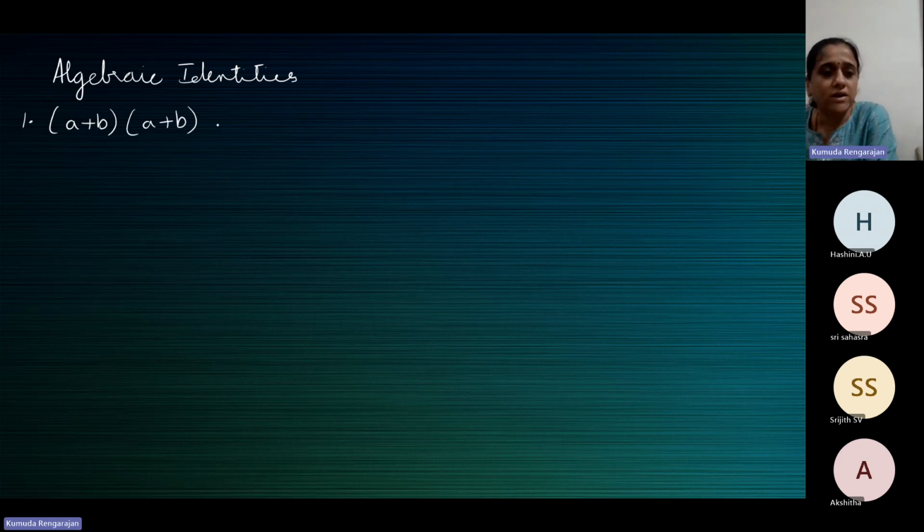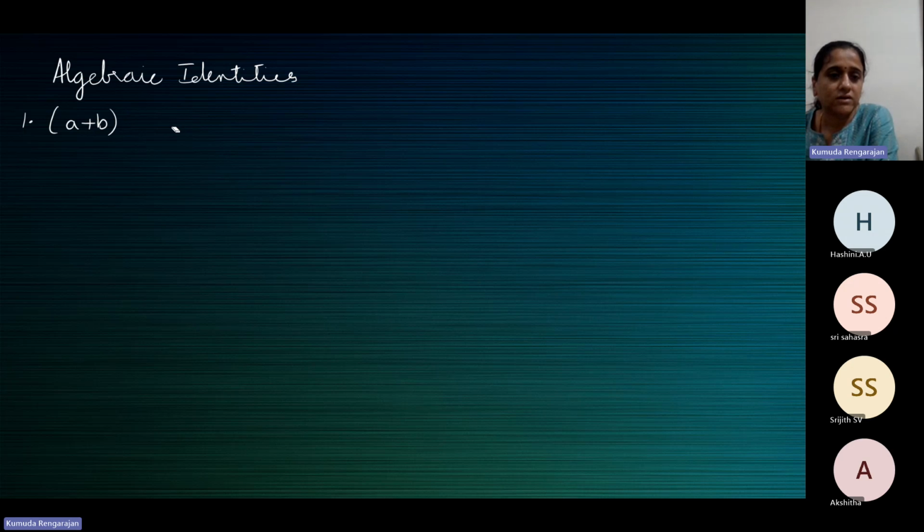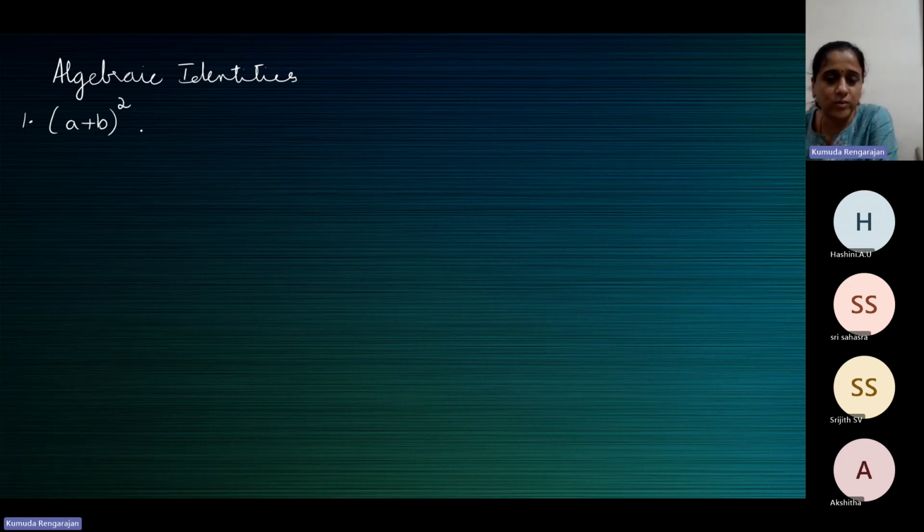Okay, let's find the product of A plus B and A plus B. Now, A plus B into A plus B is nothing but A plus B the whole squared, right? So let's find what is A plus B the whole squared? It is A plus B into A plus B.